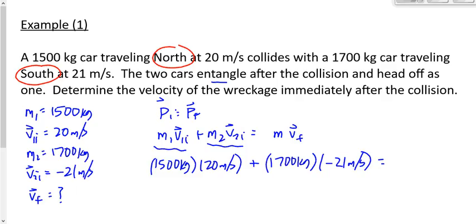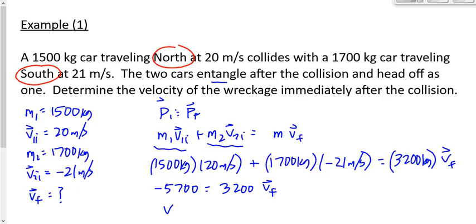We've got one object that's made up of two different vehicles. The total mass of this one object is going to be 3,200 kilograms. It's the mass of the lighter car combined with the heavier car, times VF, of course. Now, 1,500 times 20 plus 1,700 times negative 21 gives me negative 5,700 on the left-hand side. Negative 5,700 equals 3,200 times VF. Take the 3,200 over by dividing, and we end up getting negative 1.8 meters per second.